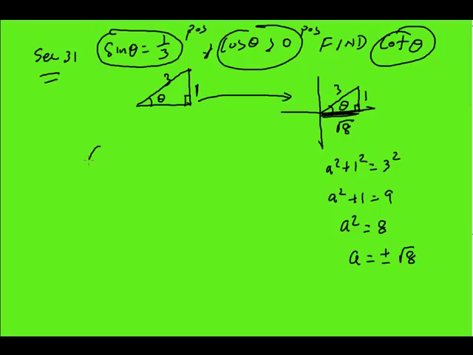Cotangent of theta is adjacent over opposite. So adjacent side is root 8. Opposite side is 1. That's my opposite, and that's my adjacent.